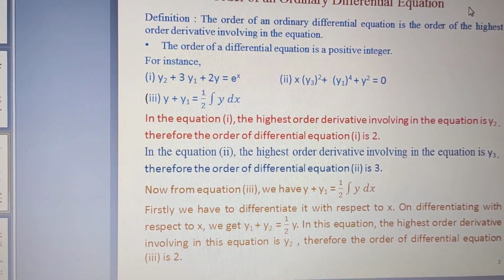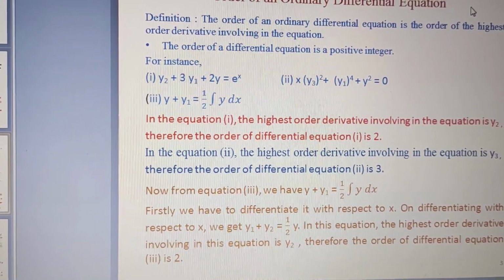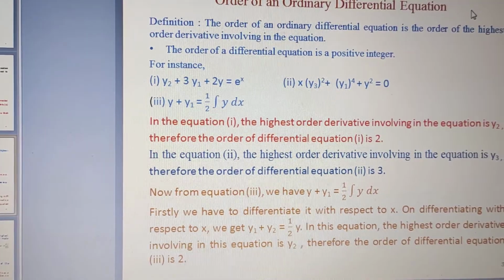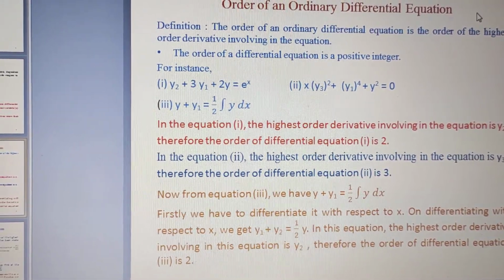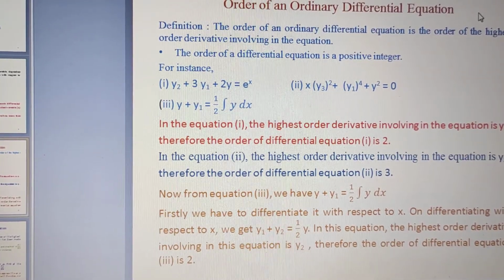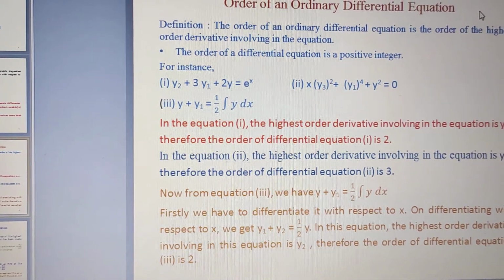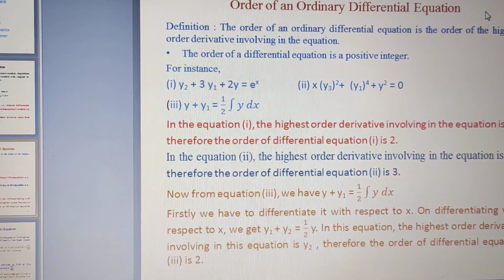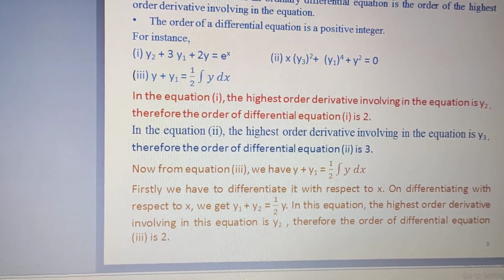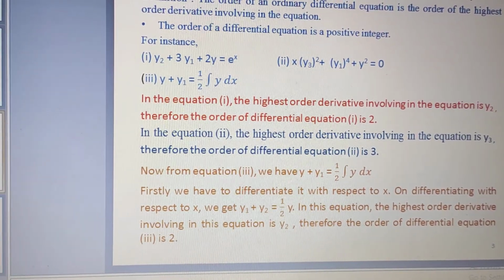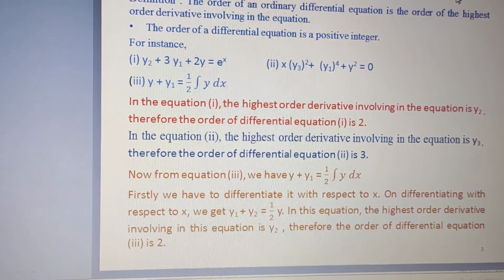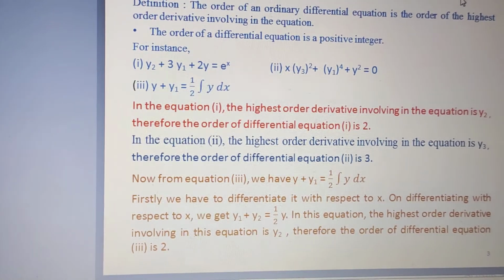Now, for the third example, the present equation involves an integral sign. It is an integro-differential equation, so first of all we have to eliminate the integral sign. To do this, we have to differentiate it. As we all know, differentiation and integration are reverse operations, so after differentiation the integral sign is abolished from the equation. After differentiation, we get y1 plus y2, meaning dy upon dx plus d2y upon dx square, is equal to 1 upon 2y. Here, the highest order derivative is y2, so the order of the differential equation comes out to be 2.